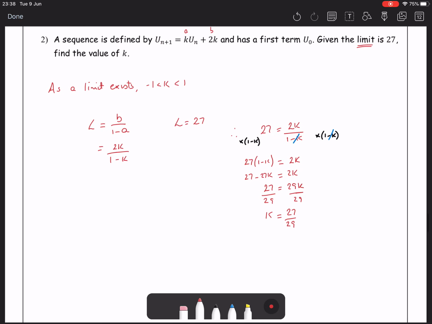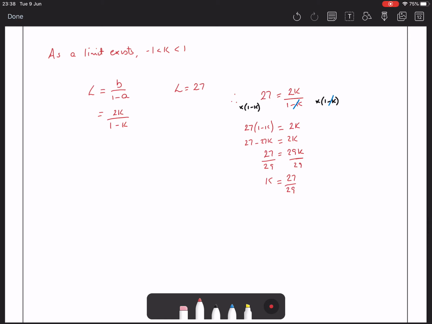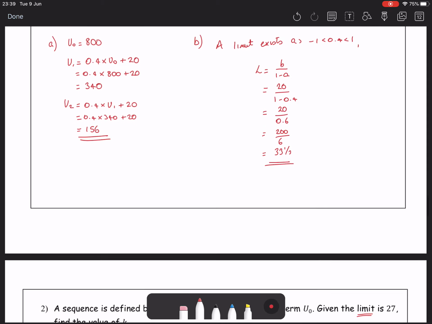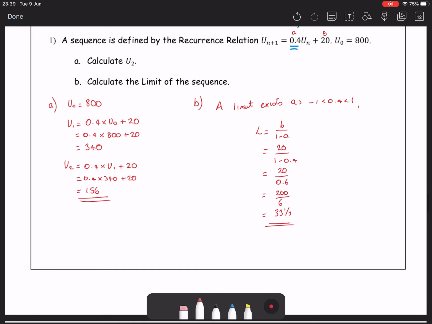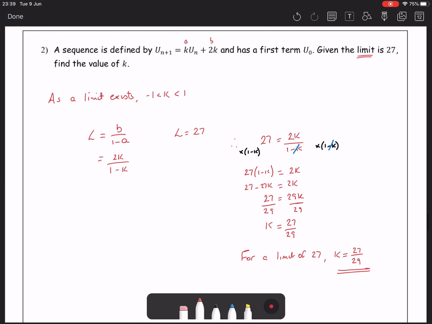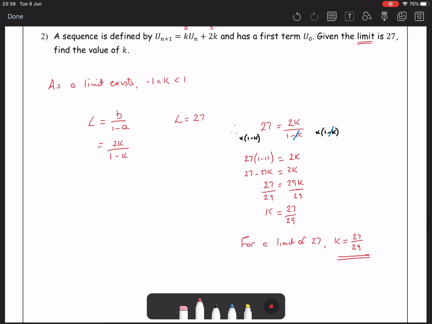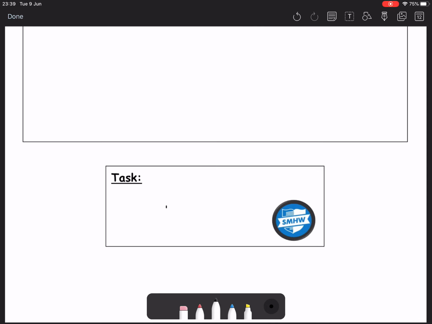Okay, let's round off the question. Given that the limit is 27, find the value of k: for a limit of 27, k equals 27 over 29. So, a typical question in question 1 is working out a limit, and in question 2 we've got a problem-solving question to work out our k value, or our a value, in our linear sequence. Okay, as always, let's look at the PowerPoint for some questions.